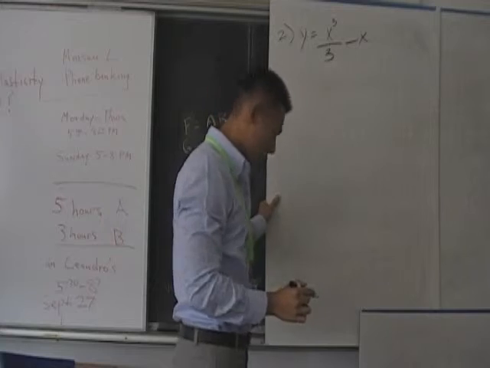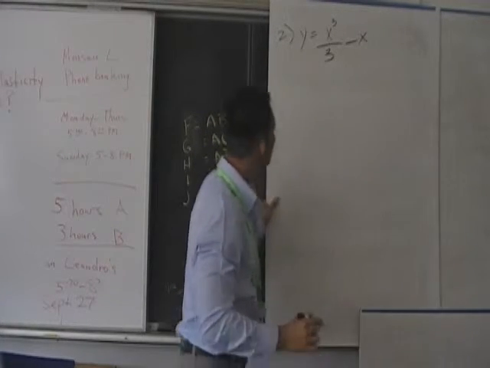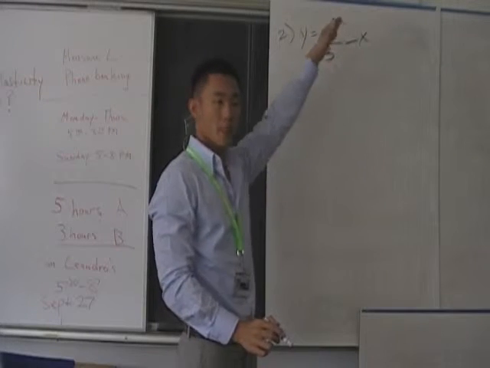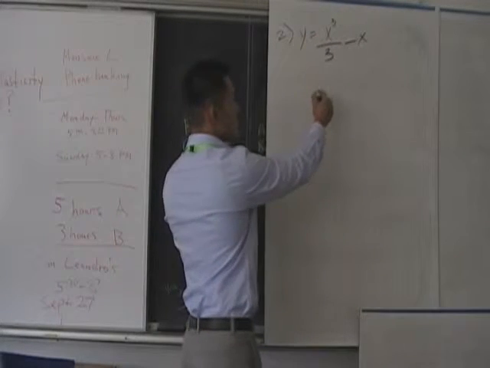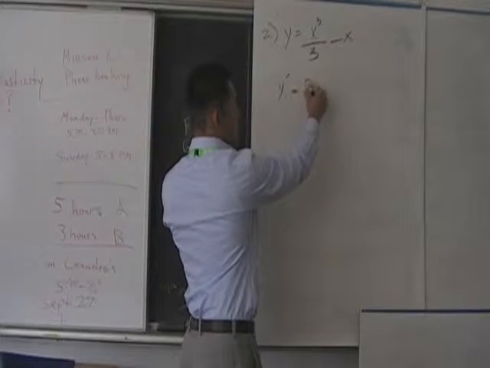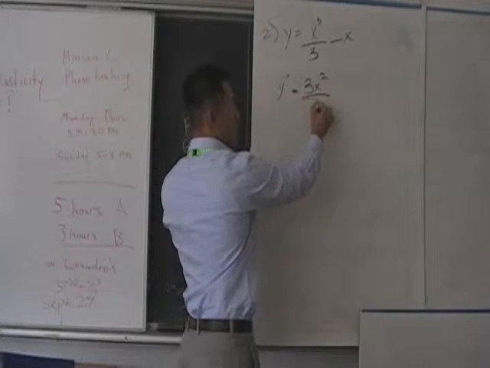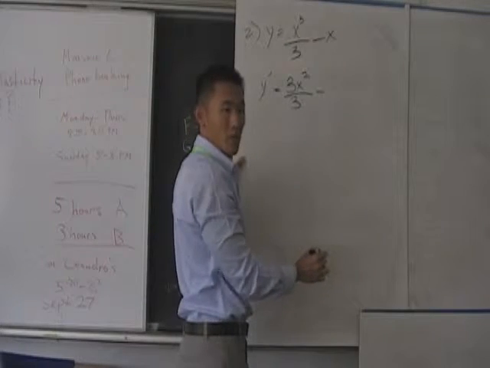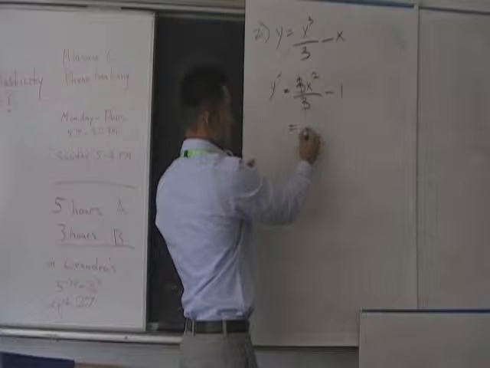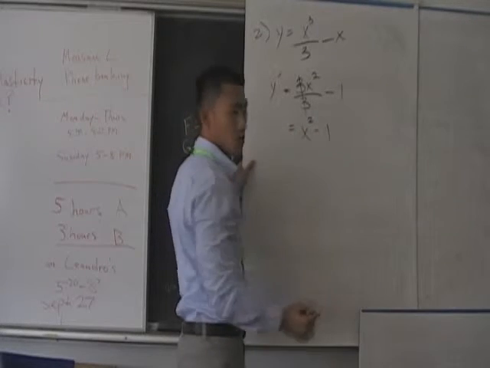So, to take the derivative of this, we have an exponent, so we're going to use the power rule. The 3 we're going to bring down to the bottom. So, y prime is equal to 3x squared over 3 minus the derivative of x, which is just 1. The 3's cancel out. 3x squared minus 1.